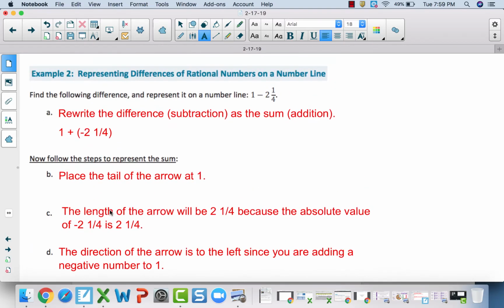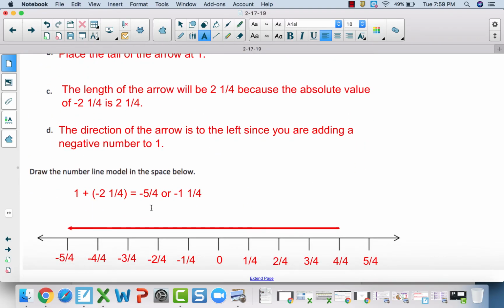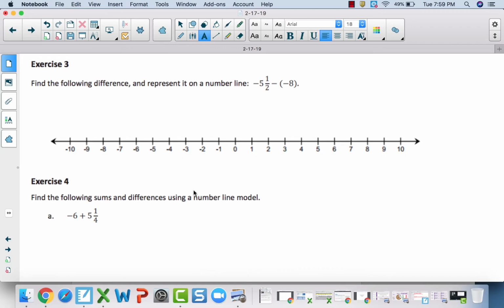Meaning our answer to this original problem of 1 minus 2 1/4 is actually -5/4 or -1 1/4. So with that logic and that new knowledge, I want you to go ahead and attempt exercise 3. Before you move forward and try 4, check your answer to exercise 3, because I don't want you to keep moving forward unless you're confident and know you're doing this right. So go ahead, do exercise 3, come back and check to make sure you did it right, and then you can move forward to exercise 4.